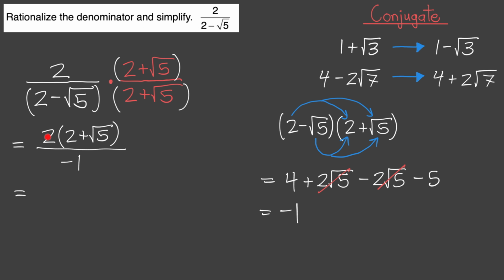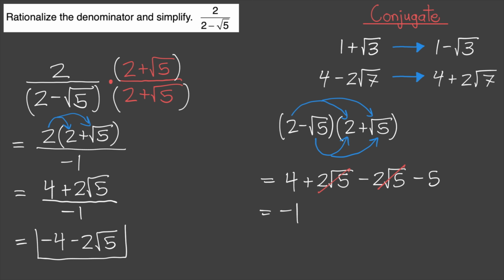And let's go ahead and distribute the 2 here to both these terms. Then we have 2 times 2 right here, which gives us 4. And then we have 2 times root 5, which gives us positive 2 root 5, all over negative 1. And we can just distribute that negative 1 here to both these terms. So our final answer ends up being negative 4 minus 2 root 5. And that's nice because now there's no more fraction and there's no more square roots on the bottom of a fraction. So this is our fully simplified answer.